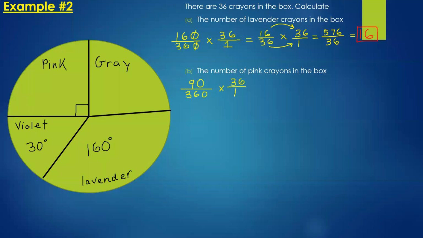What can we do at this point? Cancel the zeros. And we are left with what? 9 over 36. Very good. So we have 9 over 36 multiplied by 36 over 1.